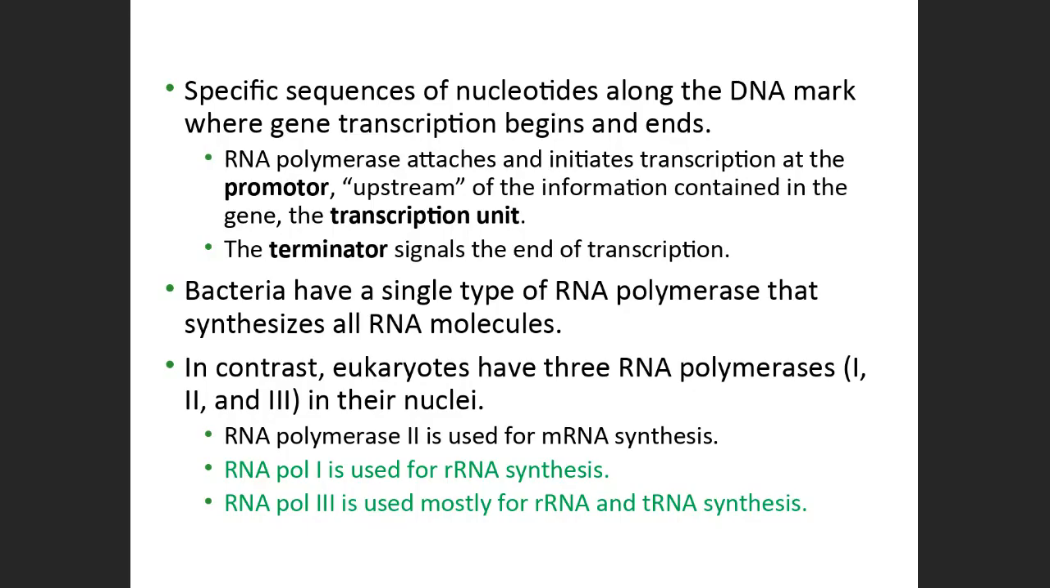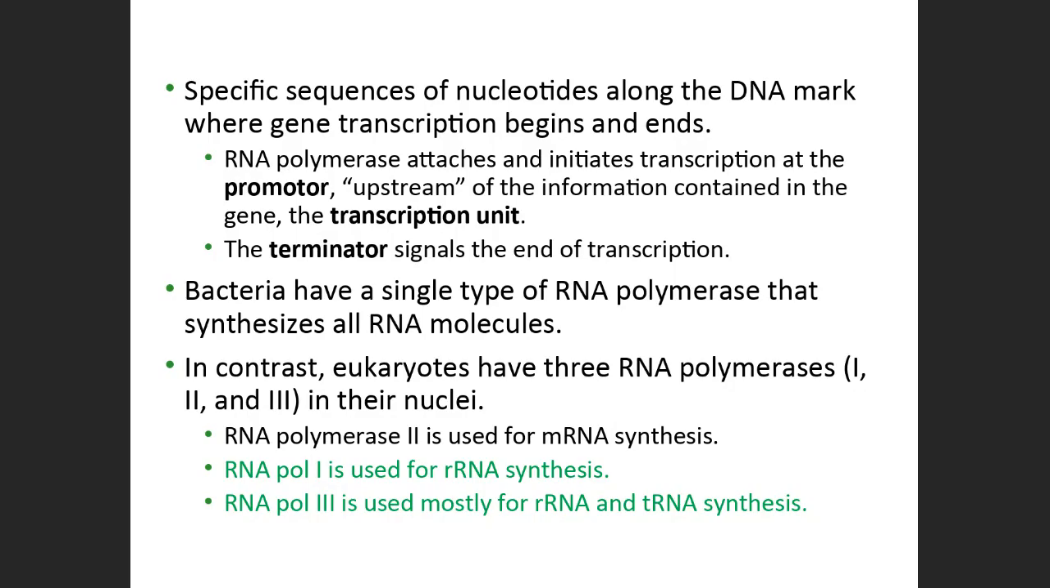The start is called the promoter. All organisms have promoter sequences. This is where the RNA polymerase binds, so it can start transcribing. When the RNA polymerase reaches a terminator sequence, that tells the RNA polymerase to stop transcribing. Get off. Right? The messenger RNA is done.